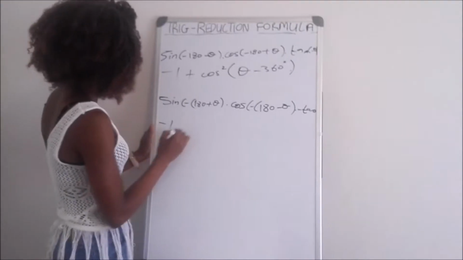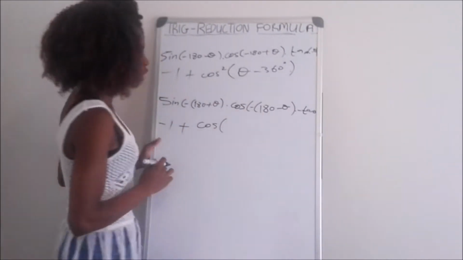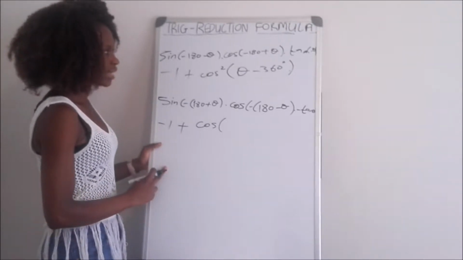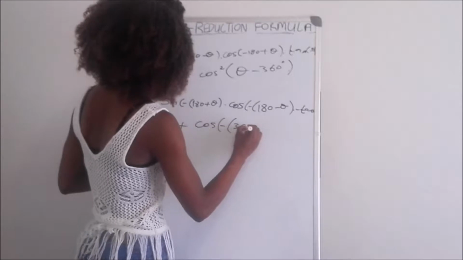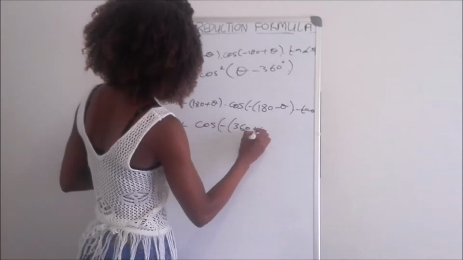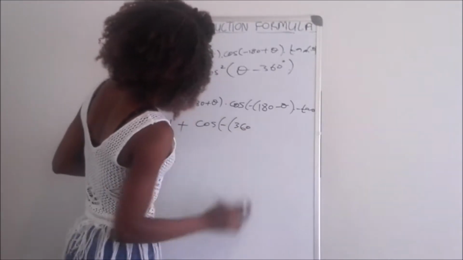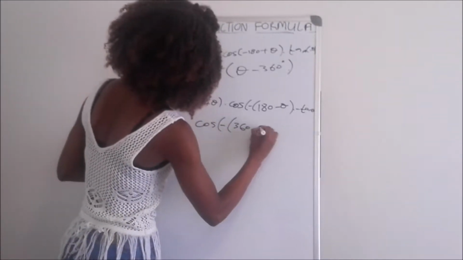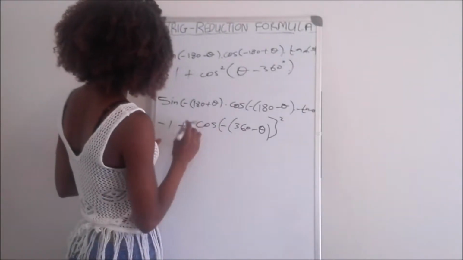All right, minus 1 plus cos, taking out a common factor of a negative, we'll have negative into 360 plus theta. Actually minus theta, guys. It will be 360 minus theta. And then we'll have squared there.